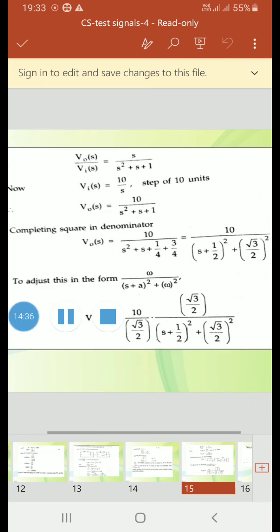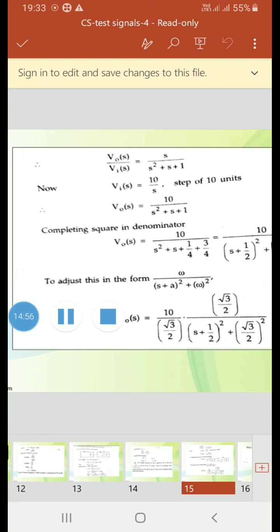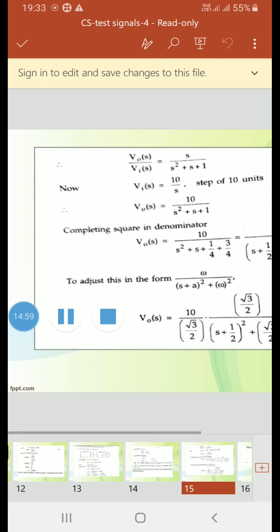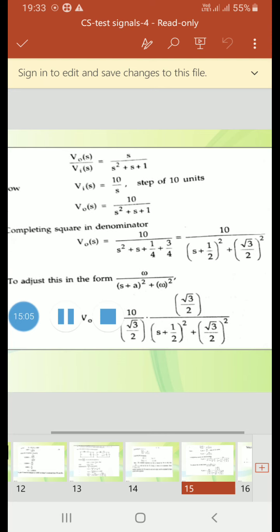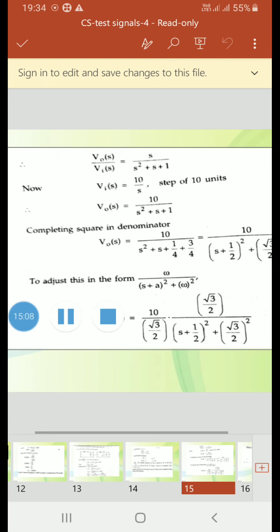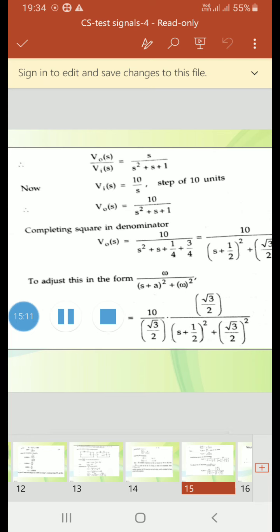To adjust this to the form omega divided by S plus A whole square plus omega square, V naught of S is equal to 10 divided by root 3 by 2 into root 3 by 2 divided by S plus 1 by 2 whole square plus root 3 by 2 whole square.